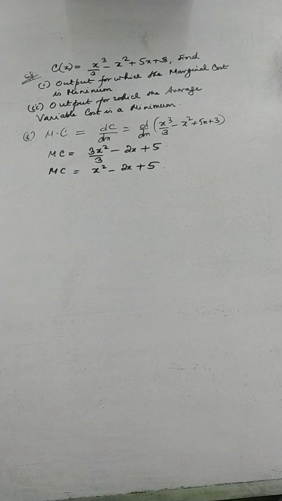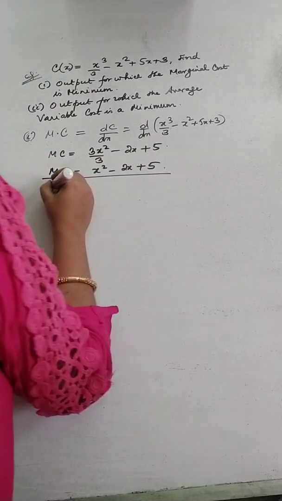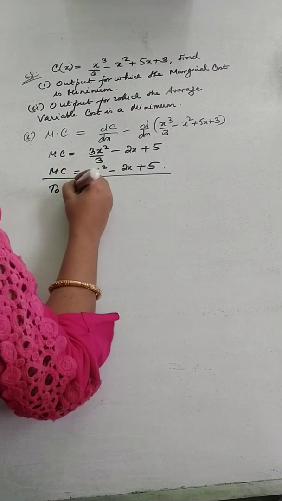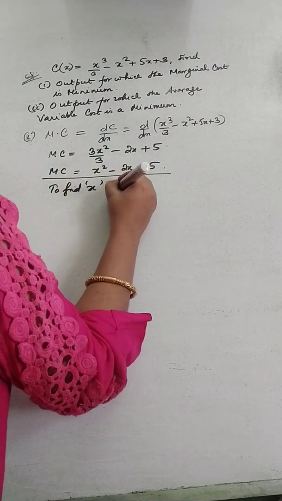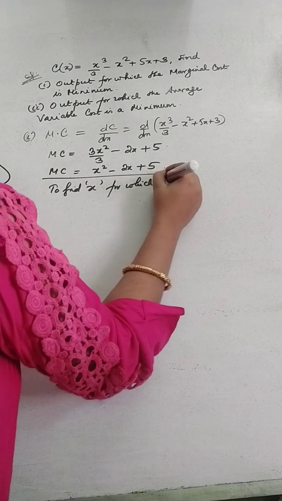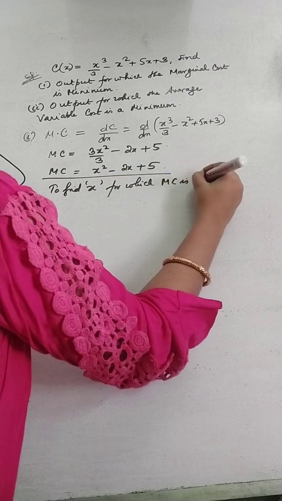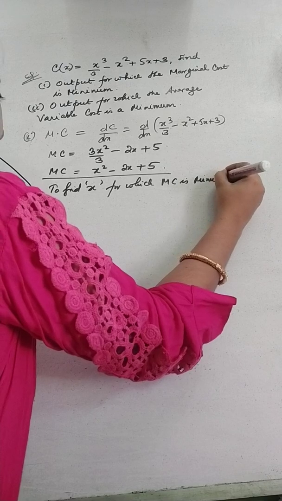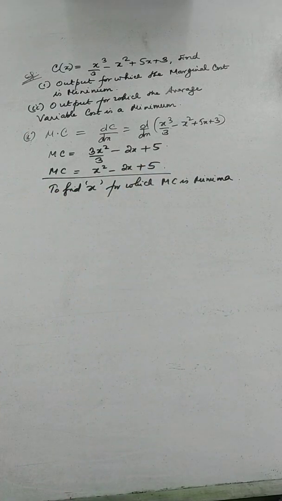Okay. Now what have we to do? What is our aim? Our aim is to find x for which MC is minimum. In fact, minimum means minima. That means we have to apply the principle of maxima and minima. Okay. So what do we have to do?